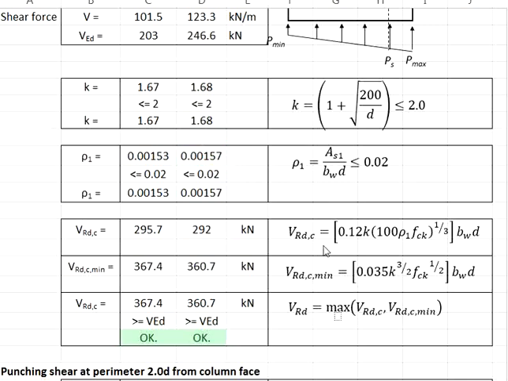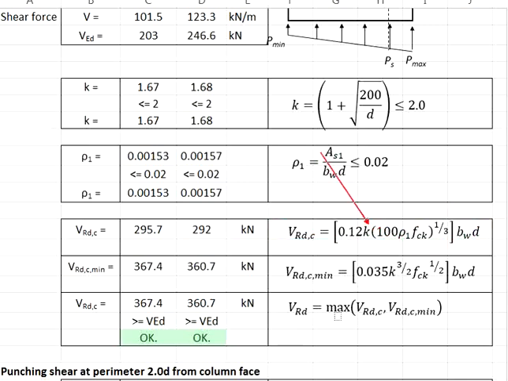That gives you your rho 1 equal to 0.00157. The number is less than 0.02. Then we will use it as the rho 1. Having the k and the rho 1 calculated, now you may determine the VRd,c.